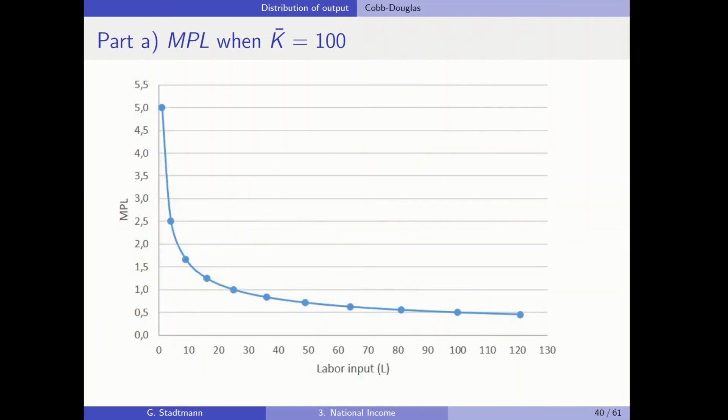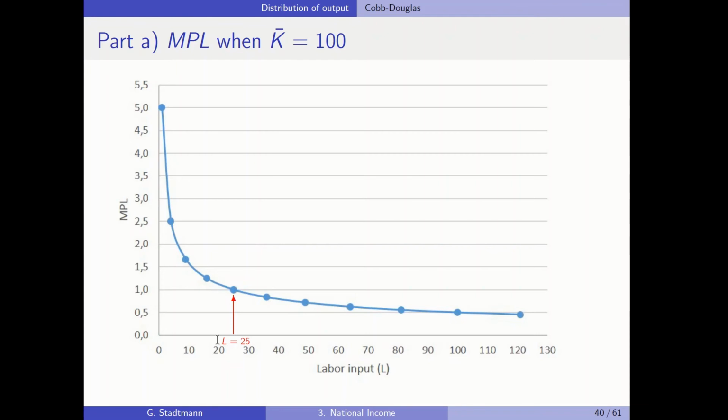So in the first step, I would like to use the following graph, which is already familiar to you, where we plotted the marginal productivity of labor when capital is equal to 100. In this example, we assumed that the economy is endowed with 25 labor units. So we have to find the value of 25 here on the horizontal axis, which is here.